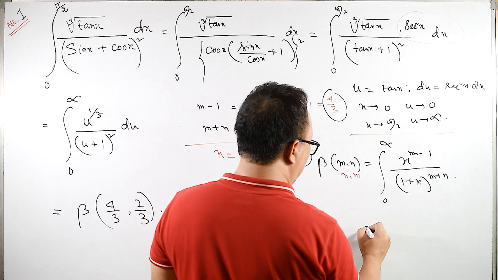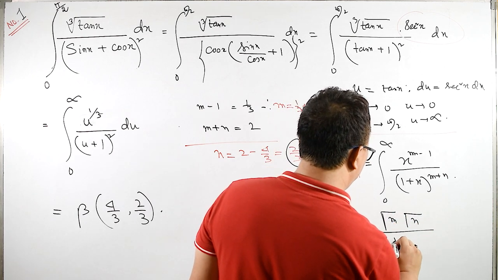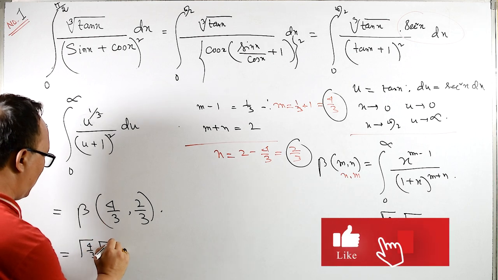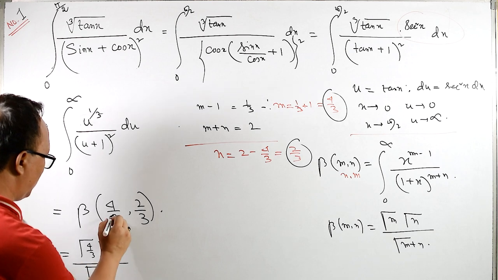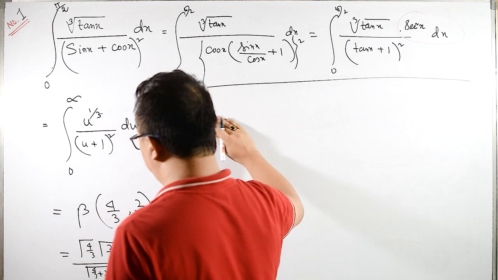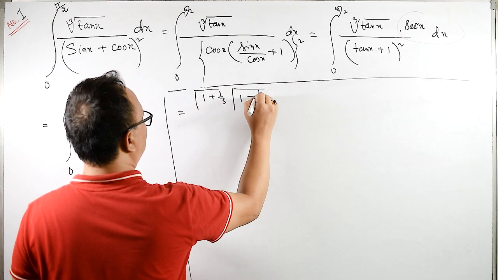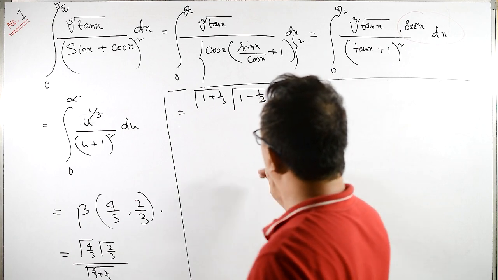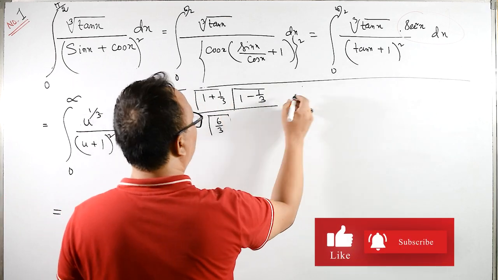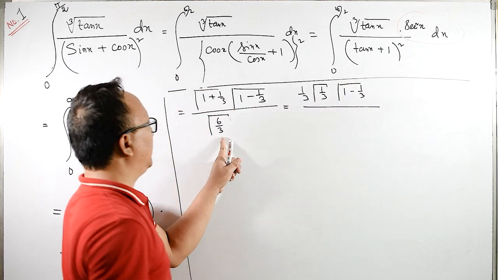What is beta of m, n in terms of gamma? Beta of m, n in terms of gamma is the same as gamma of m into gamma of n upon gamma of m plus n. So this is the same as gamma of 4 by 3 and gamma of 2 by 3 upon gamma of 4 by 3 plus 2 by 3. Gamma of 4 by 3 is the same as gamma of 1 plus 1 by 3, and gamma of 2 by 3 is the same as gamma of 1 minus 1 by 3, upon gamma of 6 by 3. You can take 1 by 3 out: 1 by 3 gamma of 1 by 3 and gamma of 1 minus 1 by 3 upon gamma of 2, since 6 by 3 is 2.